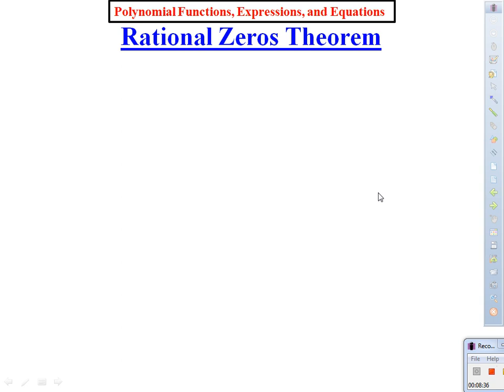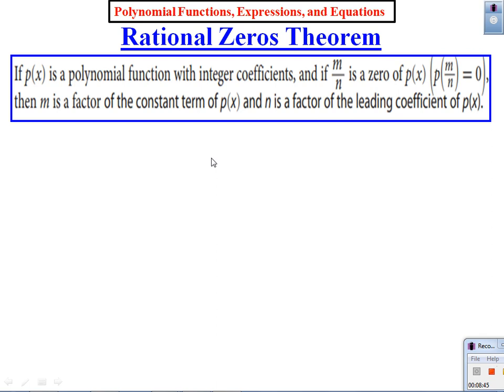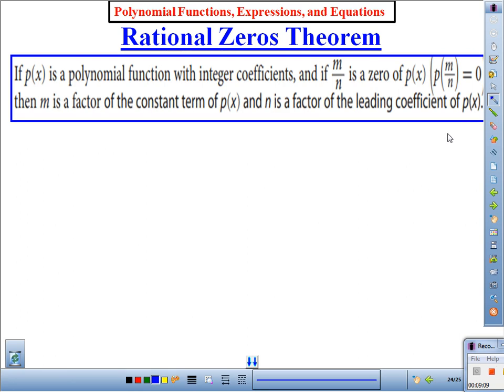All right. So this is how the book introduces this lesson. Ready? Here it goes. Rational zero theorem. If p of x is a polynomial function with integer coefficients, and if m over n is a zero of p of x, which is p of m over n, which is equal to 0, then m is a factor of the constant term of p of x, and n is a factor of the leading coefficient of p of x. You got it? Yes.